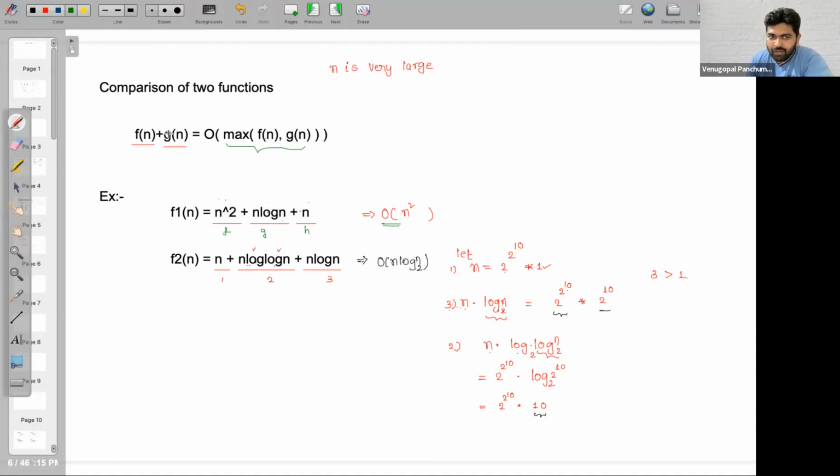Okay, if you have only 2 functions, simple. In those 2 functions, whichever is the maximum or whichever is bigger, that you need to write. Hope this is clear. So whenever you have any doubts, please raise your hand. If you have any doubts now, please raise your hand.